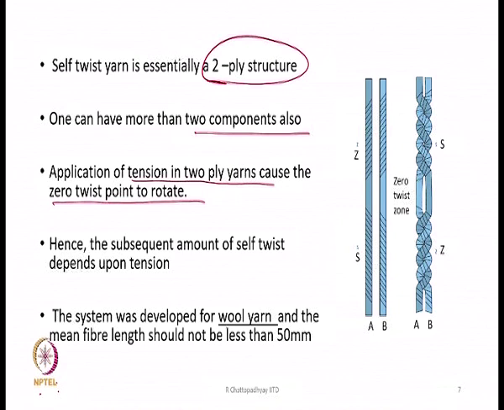The system was originally developed for wool yarns and is meant for long fibers. If you use long staple fibers, that could be man made fibers, the system can also work with those, and the mean length of the fiber should be at least 50 millimeter. So, the longer the fiber length, the better it is. Basically it is a system meant for long staple fibers, and wool belongs to long staple fibers.